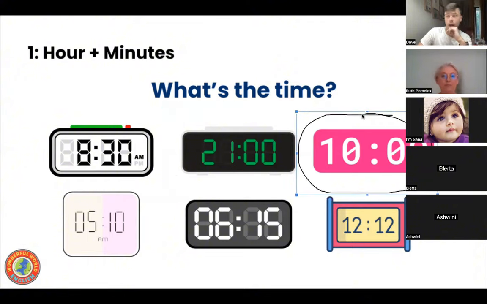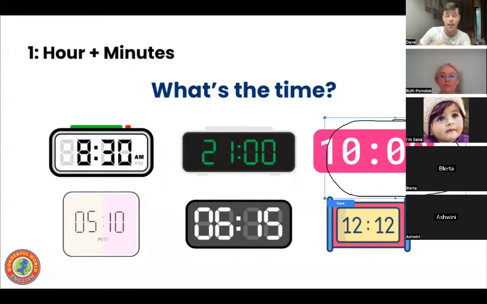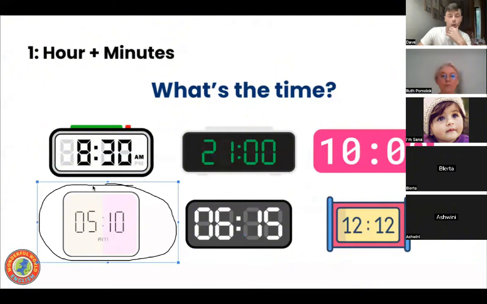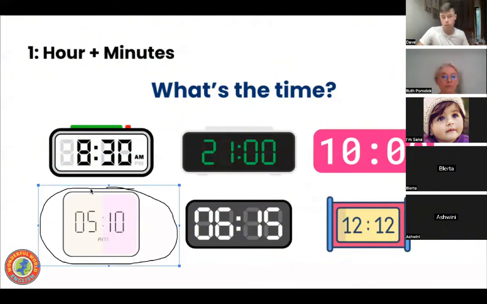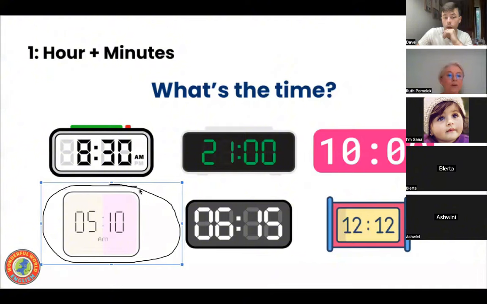Yes. Thank you. And Ashwini, what's the time? 10 o'clock. Excellent. Or 10 a.m., 10 p.m. And we don't actually have a.m. or p.m., so you just have to say 10 for that one. 10 o'clock. And Blurter, what's the time? 5:10. Excellent. It's 5:10. I have a question there. Yes, Blurter. It's wrong if we say 5 o'clock and 10 minutes.